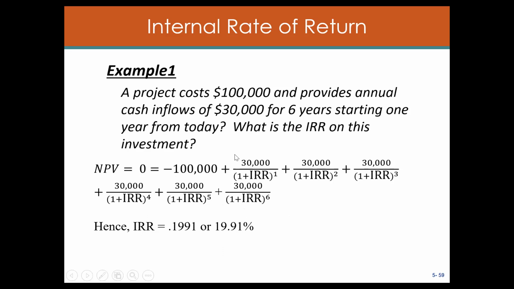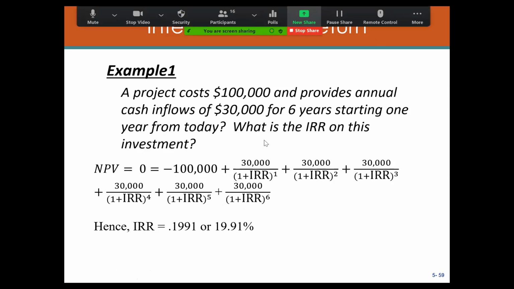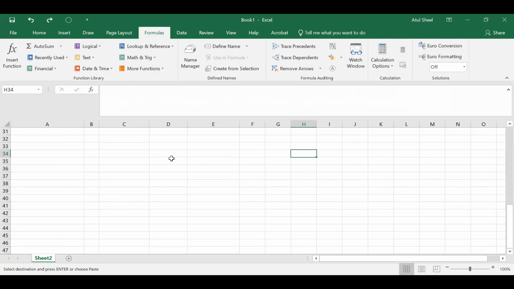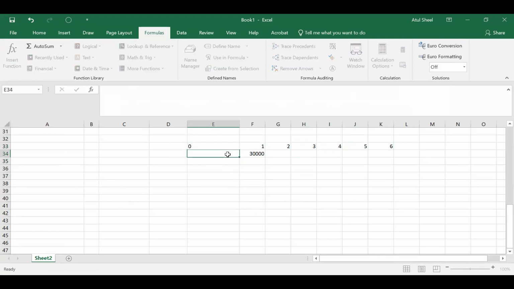Once again, if I have to create $30,000 for 6 years and $100,000 now in Excel, I want to share the Excel again with you, and I'm creating a new cash flow here. So $30,000, 30, for 1, 2, 3, 4, 5, 6 years. And $100,000 now. This is time, and this is cash flow. This is minus 100 now, and this is 30 throughout.